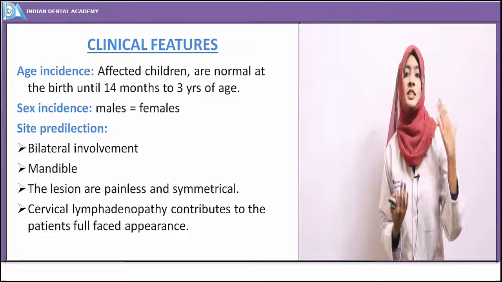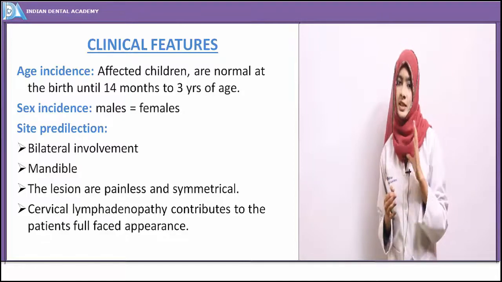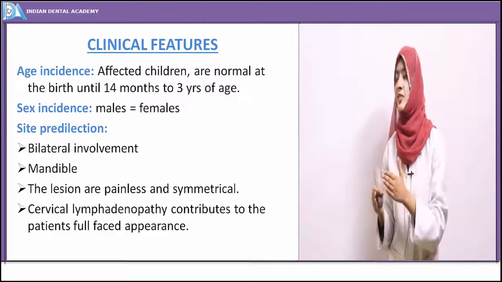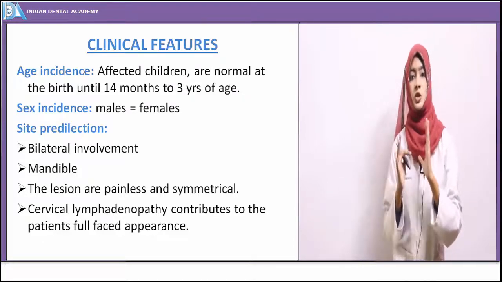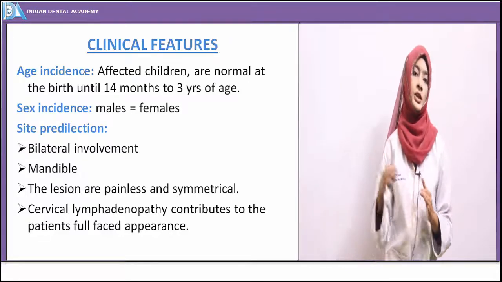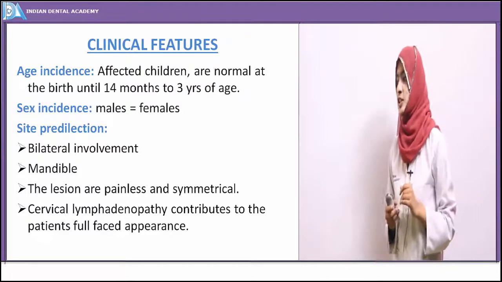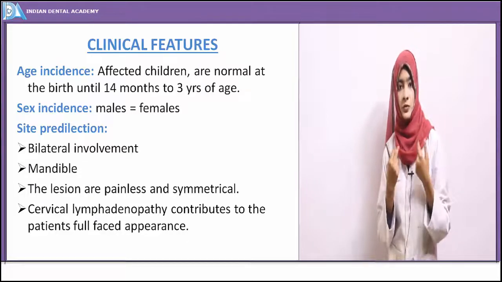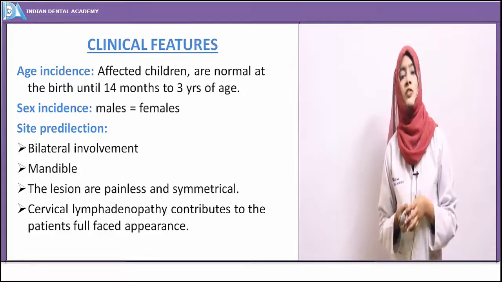So the clinical features affect children from about 3 years to 5 years. Though the individuals are normal at birth, they show the beginning of symptoms around 3 years of age up till 5 years. Then after that, it shows regression. The disease may stop or it may just stay like that, and when the child attains puberty, the disease automatically regresses. Associated lymphadenopathy is also seen here. Bilateral involvement of the jaws is seen. The lesion shows painless expansion of the jaws.